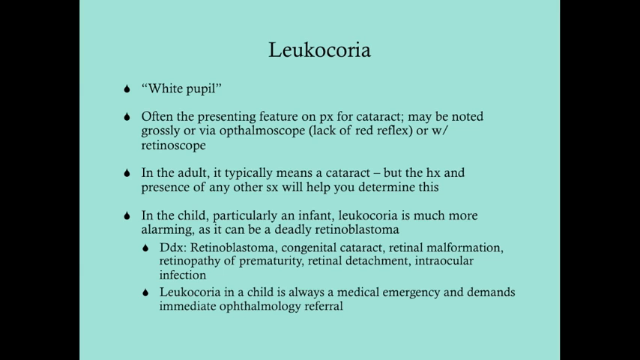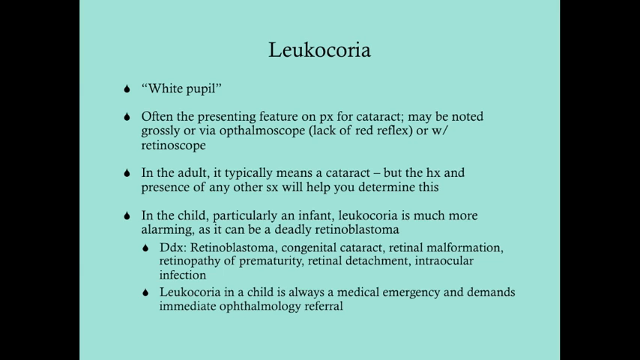What do we typically get? If we look straight into the flash, we get red eye. But with leukochoria, you would get a white eye or a yellowish colored eye, and that's leukochoria. So in the adult, typically leukochoria means a cataract. But the history and the presence of any other symptoms are going to help you determine what the actual cause is. But typically in an adult, it means cataract.